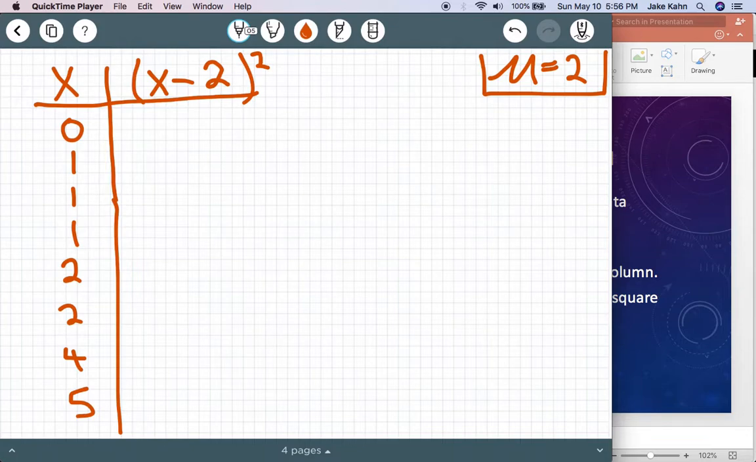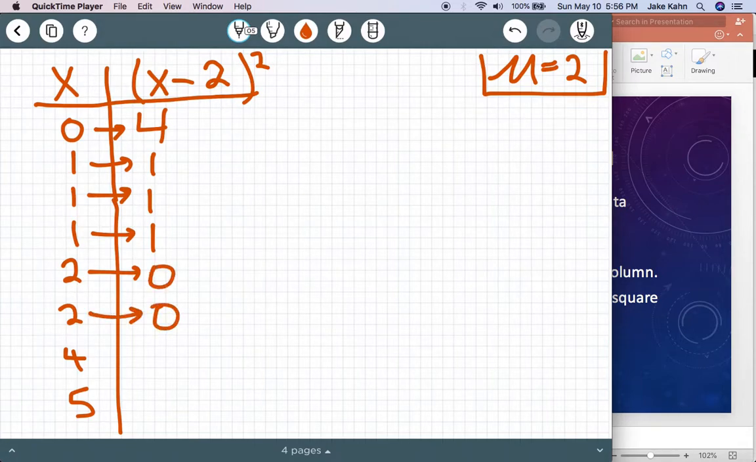Okay, this doesn't seem that hard. You can use a calculator, but I'm just going to say this out loud and do it in my head. For the first row, 0 minus 2 squared is going to be 4. 1 minus 2 squared is going to be 1. 1 minus 2 squared is going to be 1. 1 minus 2 squared is going to be 1. 2 minus 2 squared. 2 minus 2 is 0. 0 squared is still 0. Cool.